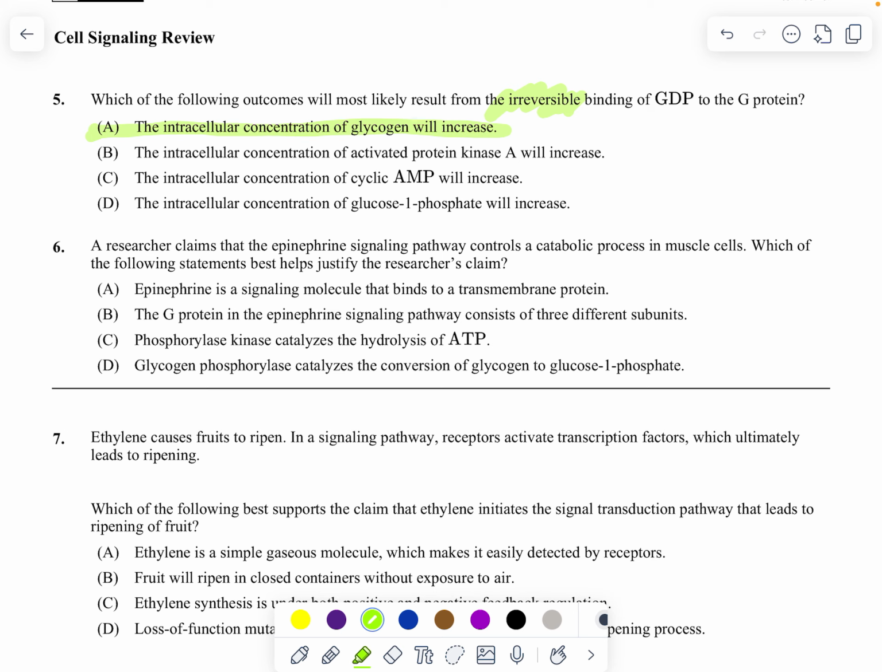A researcher claims that the epinephrine signaling pathway controls a catabolic process, that's an interesting word we talked about, in muscle cells. Which of the following statements best helps justify, good keyword there to underline, the researcher's claim? Pause. And then the best answer is this answer right here. Glycogen phosphorylase catalyzes the breakdown of glycogen, which is a catabolic process. Glycogen to glucose is breaking it down from a polymer to a monomer.